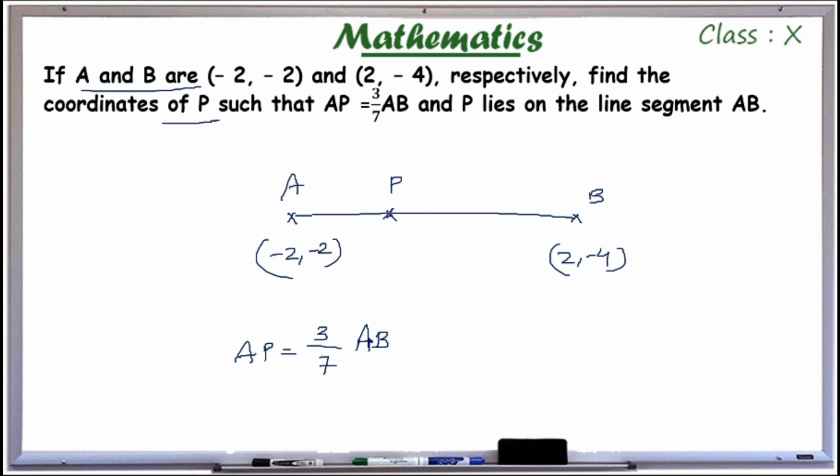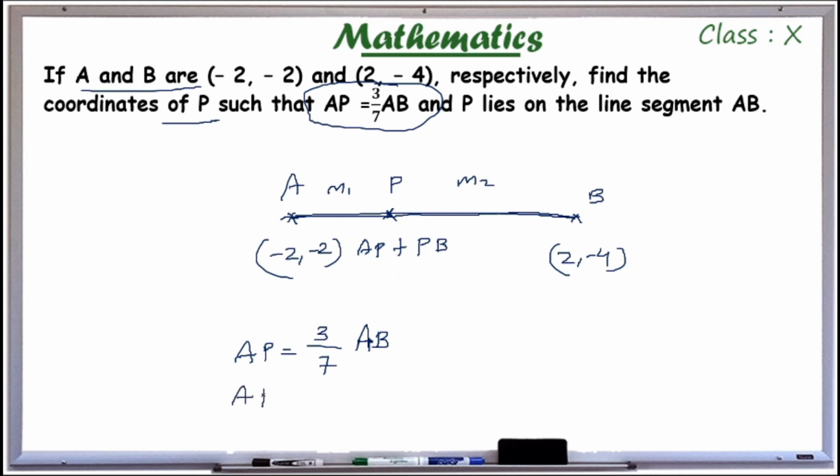So I need the ratio m1 and m2 to find the point of division. Here P is dividing this line segment AB, so from this I have to find the ratio. That is our first target. And AP is equal to 3 by 7 AB. Here AB, the full length AB, I can split as AP plus BP, or PB.